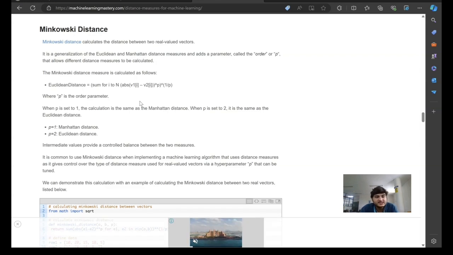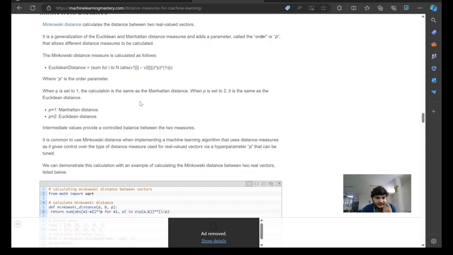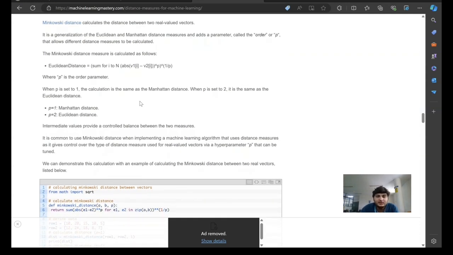When p is set to 1, the calculation is the same as Manhattan distance, but when p is set to 2, it becomes the same as the Euclidean distance. So intermediate values provide a controlled balance between the two measures. Generally, you can get both of the distance measures in Minkowski distance.